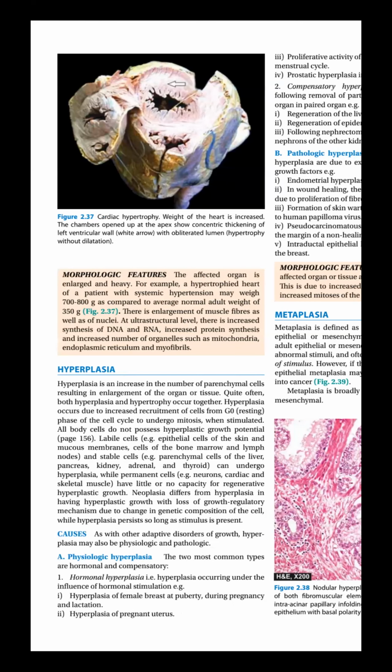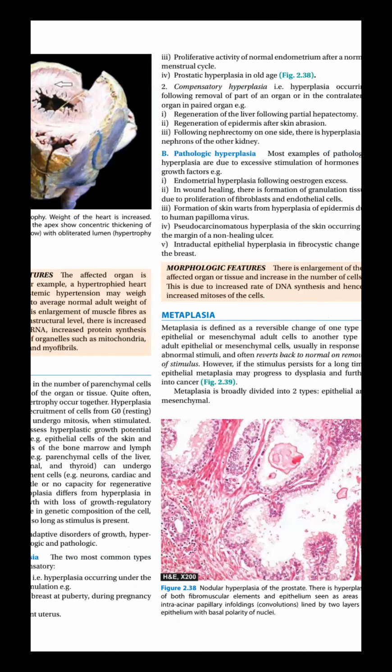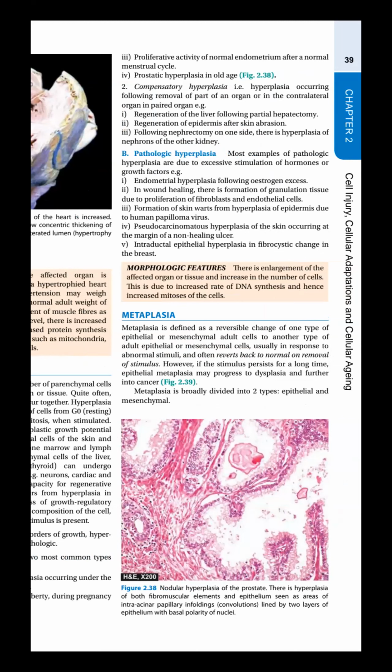Physiological hyperplasia can be seen as hormonal hyperplasia in pregnancy, in the female breast during pregnancy, and even during lactation or puberty. Compensatory hyperplasia we can see in organs. For example, when part of the liver has been removed for some reason, the other is you can see in the kidney.